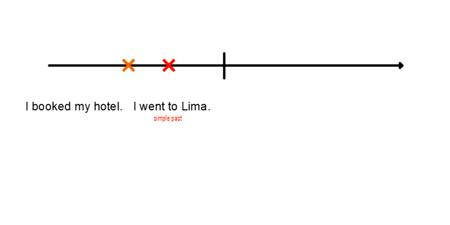First, I booked my hotel. Later, I went to Lima. That's also the simple past. And because we have a visual aid, it's very clear which action happened first. But if I want to connect these two ideas, I should use a word like before.